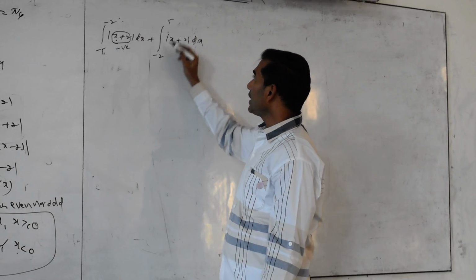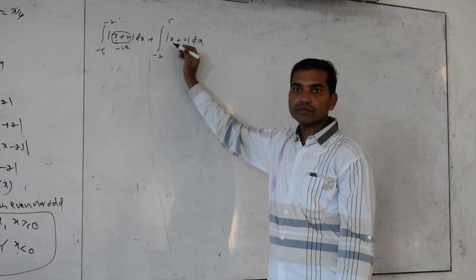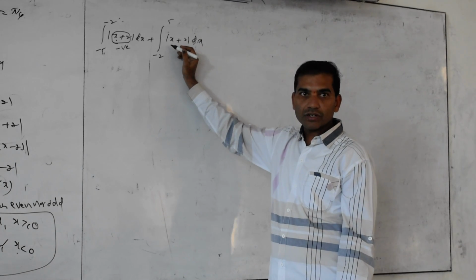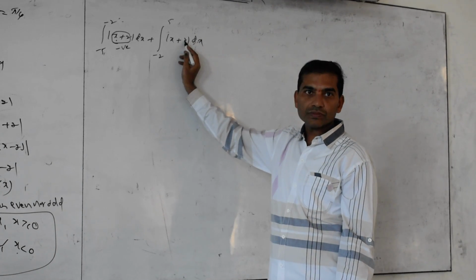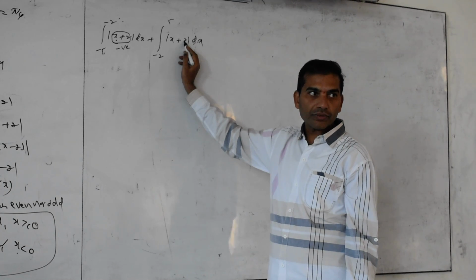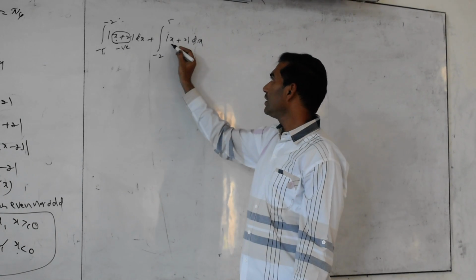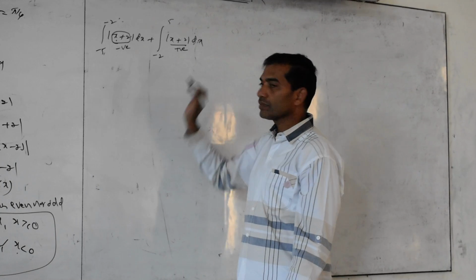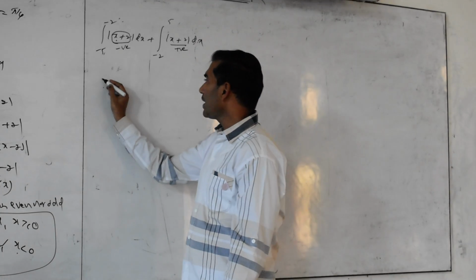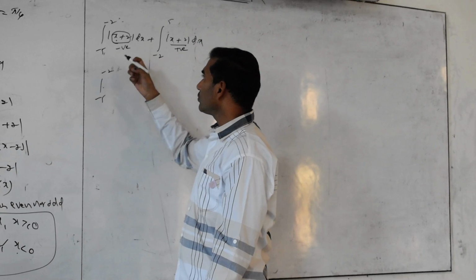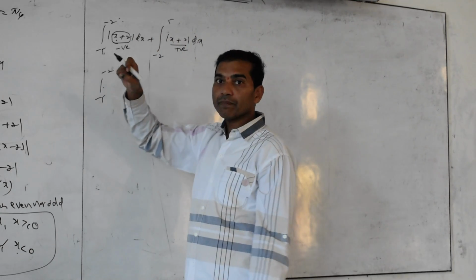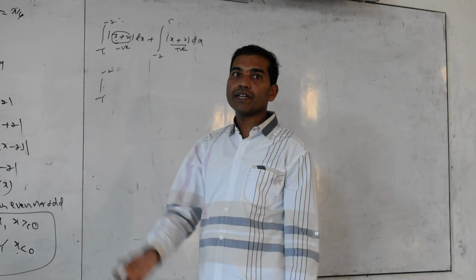What about this? Minus 2 to 5, take any number: 0, 1, 2, substitute here. 0 plus 2 is 2. Positive or negative? Positive. In the entire interval, this is positive. Right? Tell me, minus 5 to minus 2, we should open the modulus. Then we can find the integration.